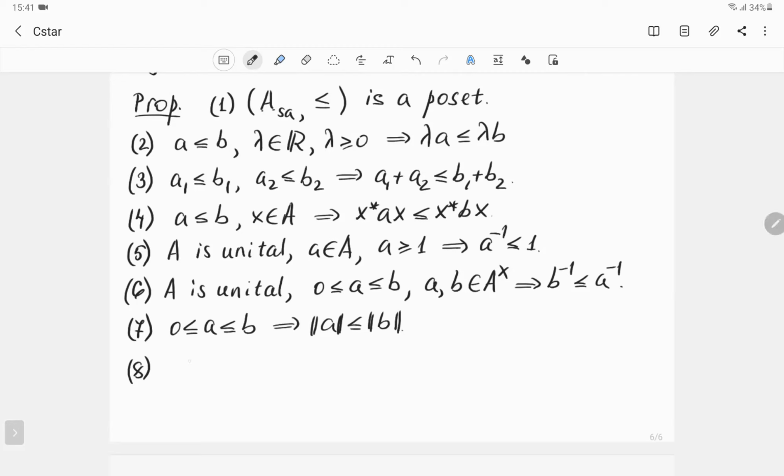Property 8. If little a is a positive element in our algebra, then the norm of a is less than or equal to 1 if and only if a is less than or equal to 1 in the unitization of A. And if A is unital, then we can replace the identity of the unitization by the identity of the algebra A. So if A is unital, then it happens if and only if a is less than or equal to 1.